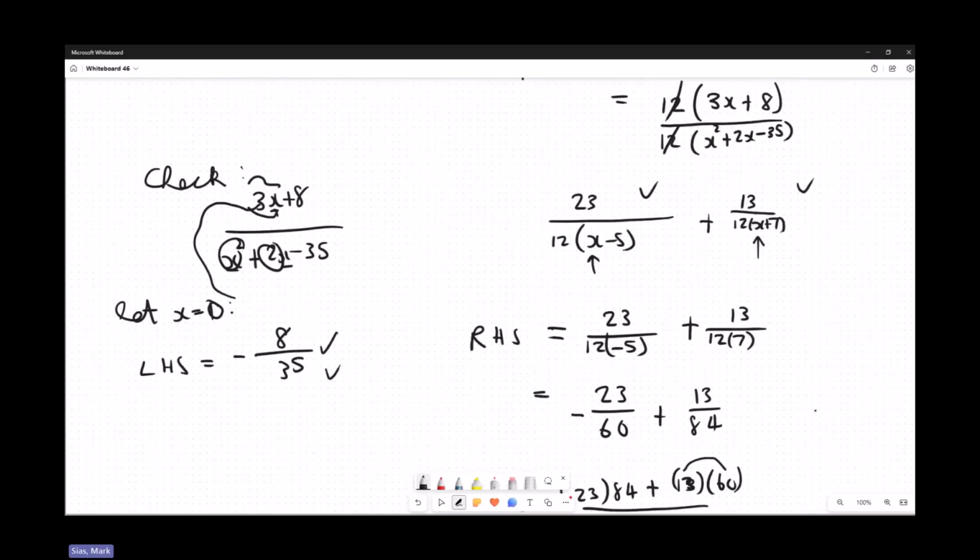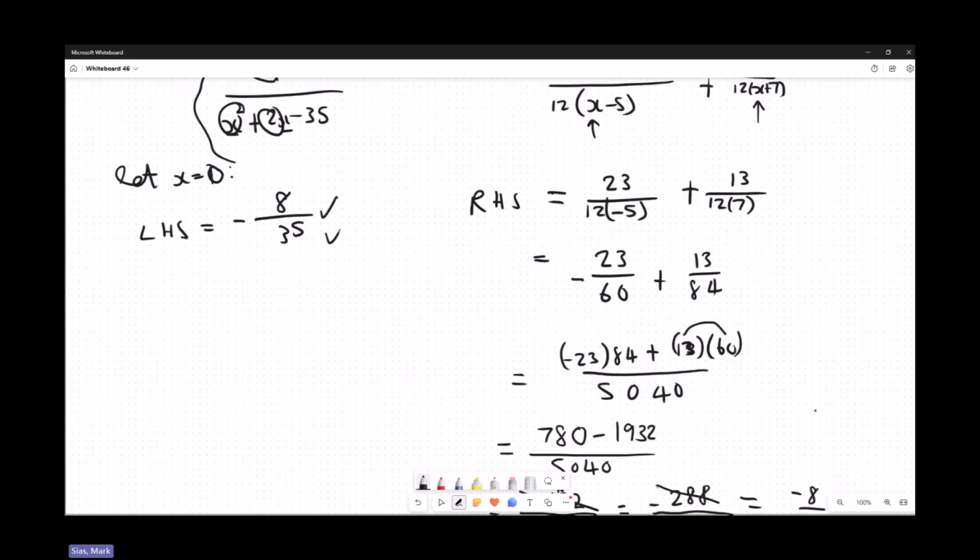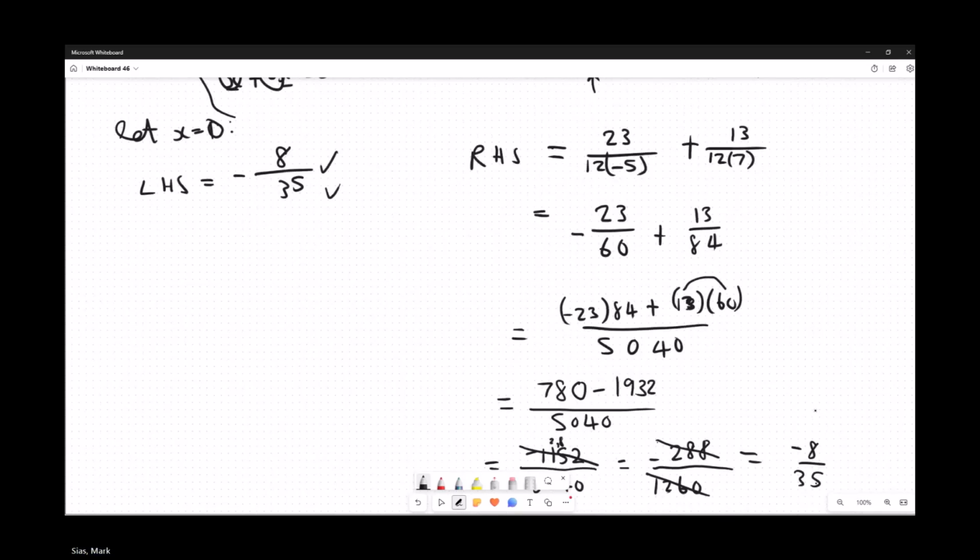So we verified now by using an actual number, 0 in this case, and then we found the left-hand side to be minus 8 over 35. The right-hand side, we initially found it to be very uncomfortable. We had those huge numbers. And I just said, okay, I don't have time to decompose these into its prime factors. There is a way of getting the LCD, but I just said, let me multiply the two numbers, and I got this number.